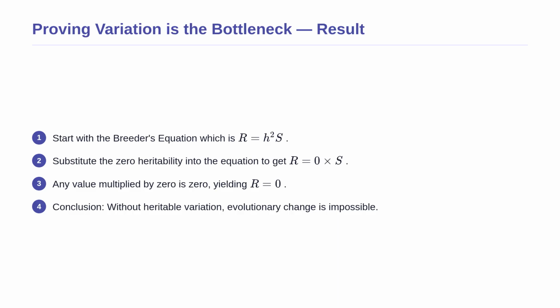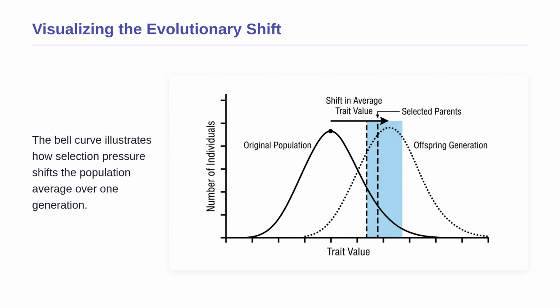This mathematically proves our concept. No matter how strong the survival pressure is, if heritable variation is missing, the population simply cannot evolve. Evolution stops completely. So, we have proven mathematically that variation is essential.